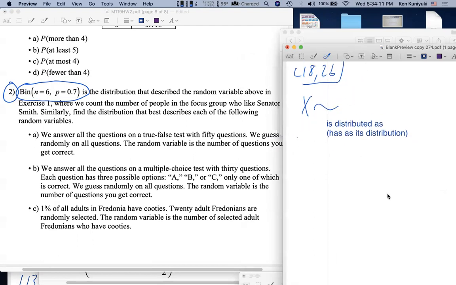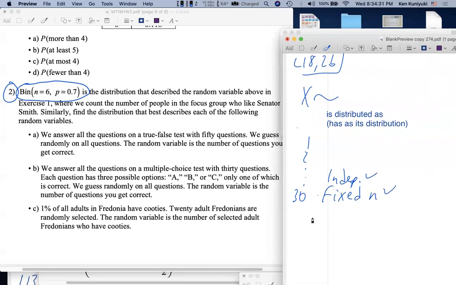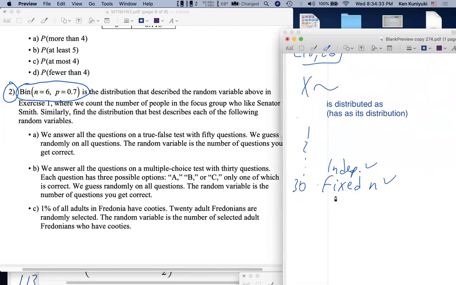Well, we have the 30 questions. We have independence because you're guessing randomly. We have a fixed number of questions. You can't have individual students asking for extra credit. And we have a fixed value for P, the success probability, because these are all ABC now.